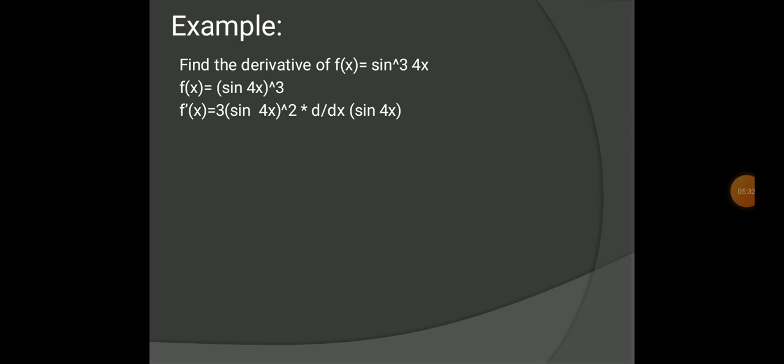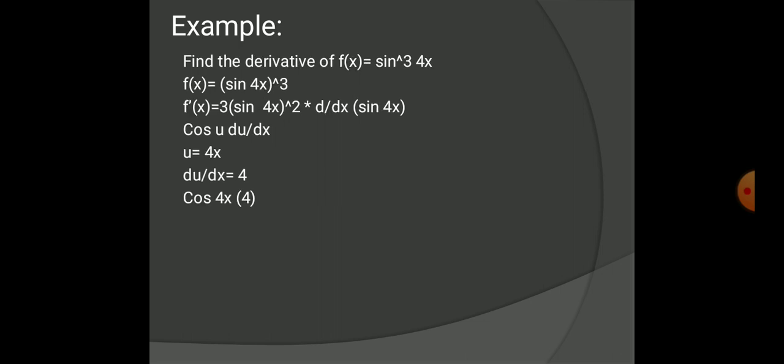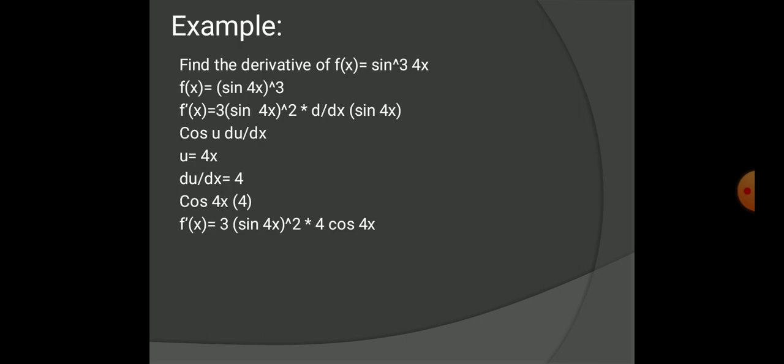So we are already done with 3 sine 4x squared. So we just need to find the derivative of sine 4x. And we know that the derivative of sine 4x is equal to cos u du over dx, which is our derivative formula, where our u is 4x and du over dx is equal to 4. So we have cosine 4x times 4. So this is our derivative for sine 4x.